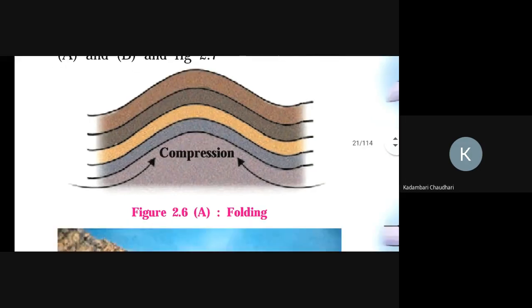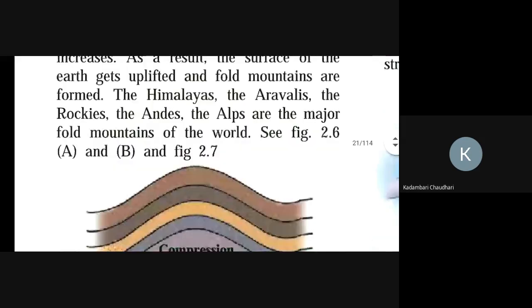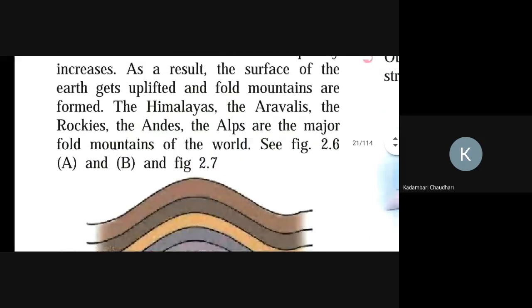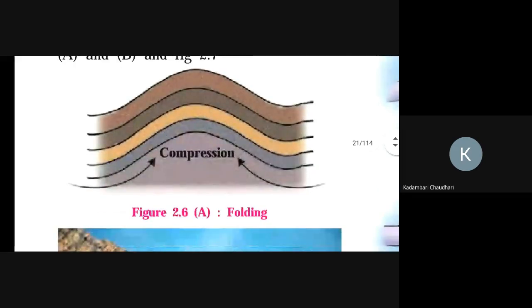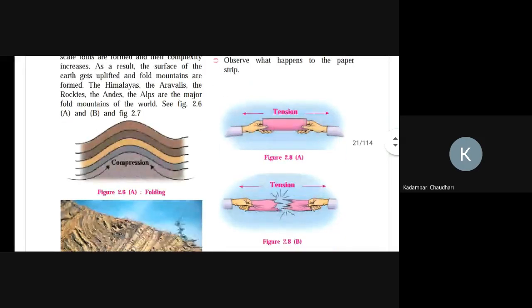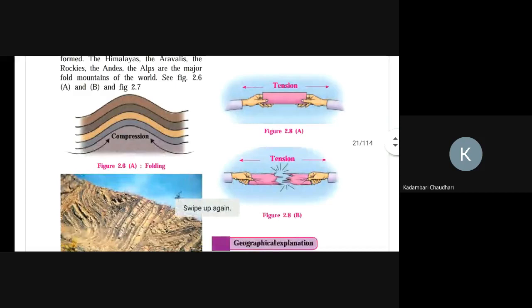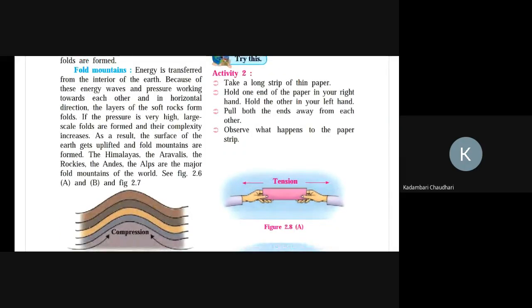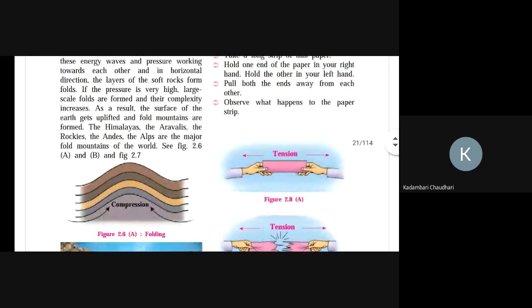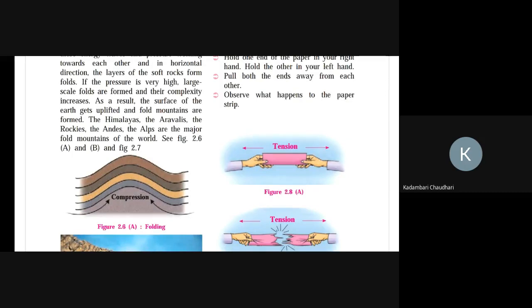and because of that, the soft crust will form foldings. Okay, there will be the formation of folding. Because of the energy waves' pressure working towards each other, means they are moving towards each other in a horizontal direction, the layer of the soft rock forms folds. So because of that, a fold is formed between them, a fold is formed.